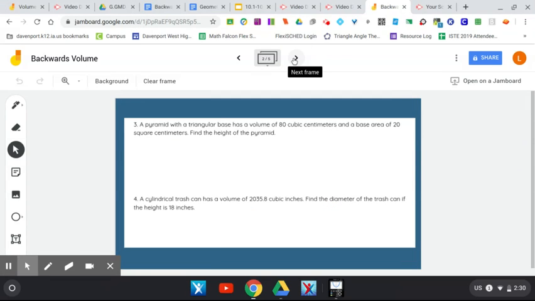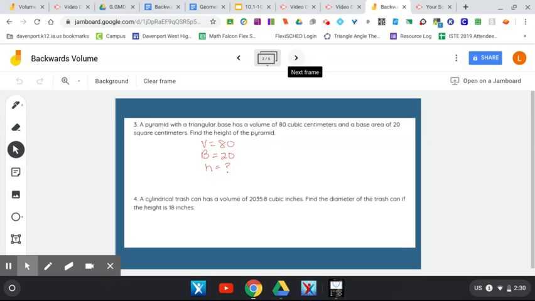All right, now we're going to do a similar process here, but again, it's more application sounding now. A pyramid with a triangular base has a volume of 80 cubic centimeters and a base area of 20 square centimeters. We want to find the height of the pyramid. So the volume is 80. The base area was 20. We need to know the height.